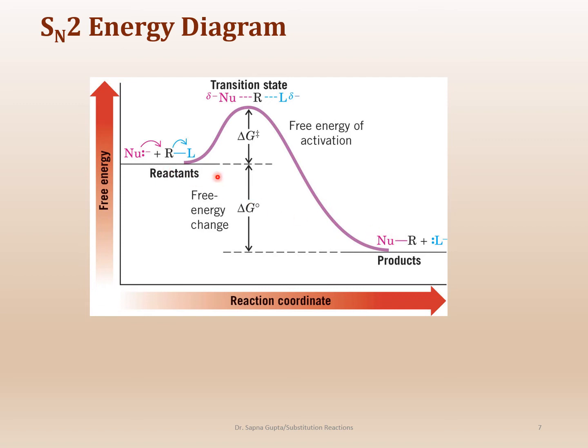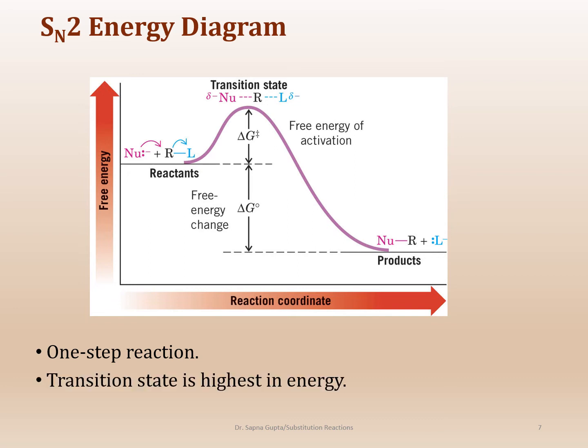The initial steps are hard to do, which is called the rate determining step, which involves the energy of activation, or activation energy. The last steps are not all that hard because at that point you're forming the product. Okay, so this is the energy diagram. You only have one transition state here, so this is a one-step reaction, as you can see from the transition state. And of course, the transition state is going to be the highest in energy.